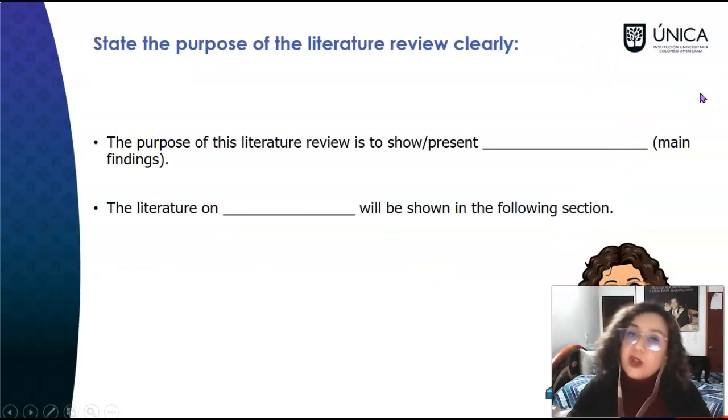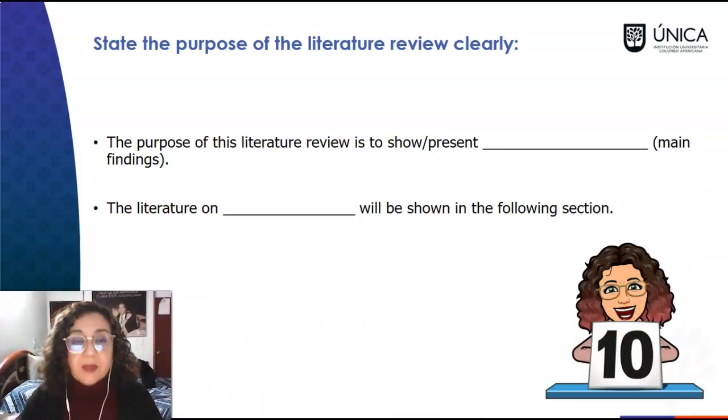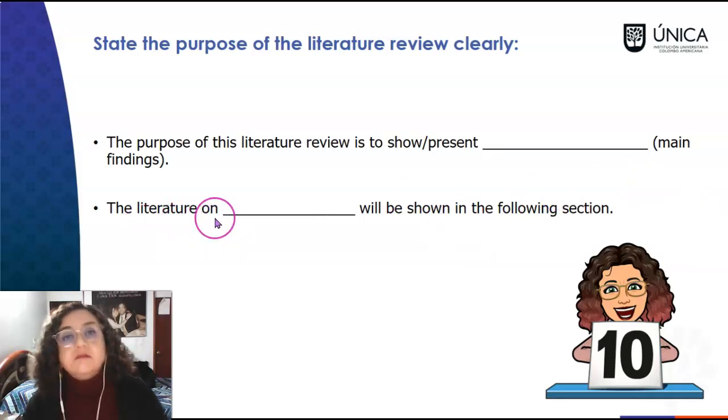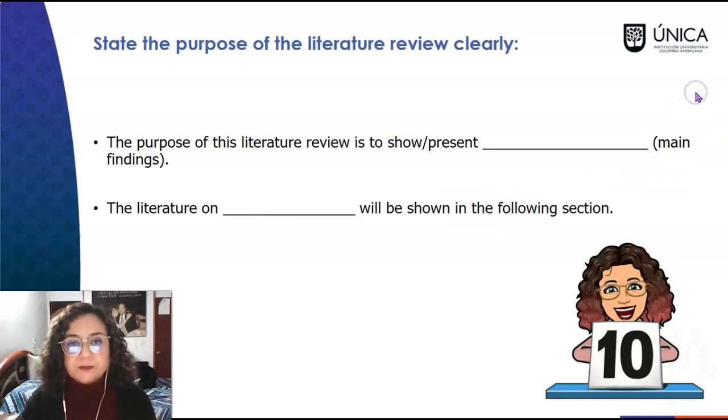You also need to state the purpose of the literature review clearly. So, "the purpose of this literature review is to show, present, or elaborate, etc., the main findings." "The literature on English language teaching, motivation, virtual learning will be shown in the following section."